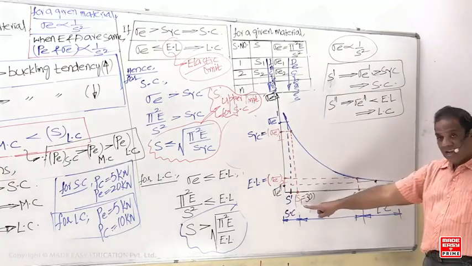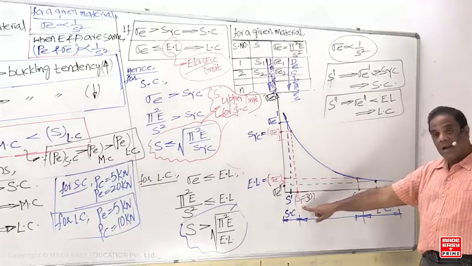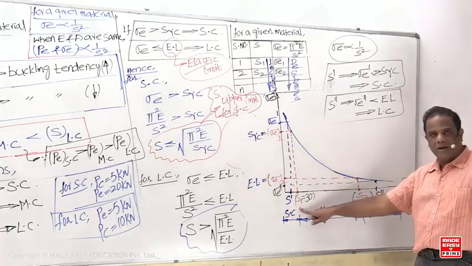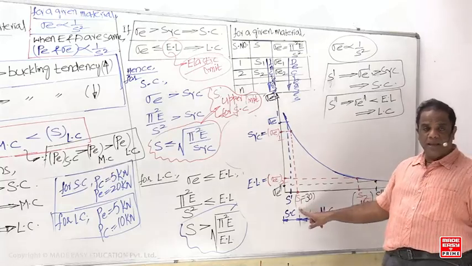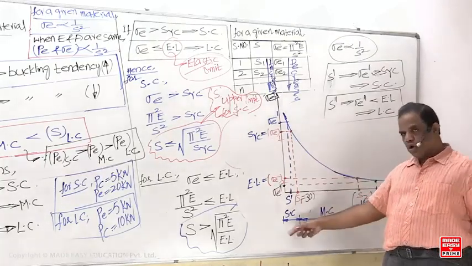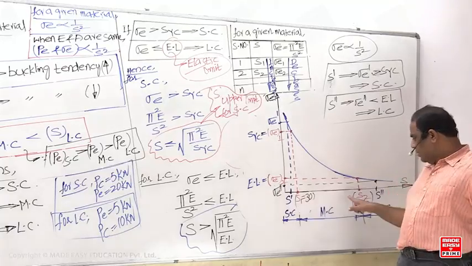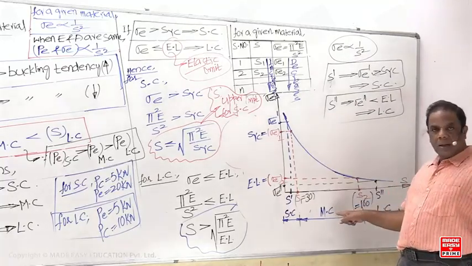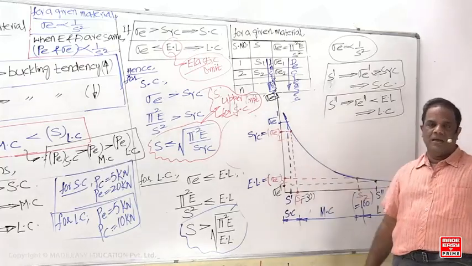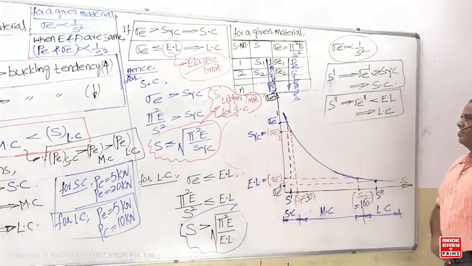And if you take any value less than or equal to S1, the buckling stress will be greater than SYC, meaning yielding will occur. Then it is a short column. And if I take any value between these two, the buckling stress will be greater than the elastic limit and less than SYC. Then it is a medium column.